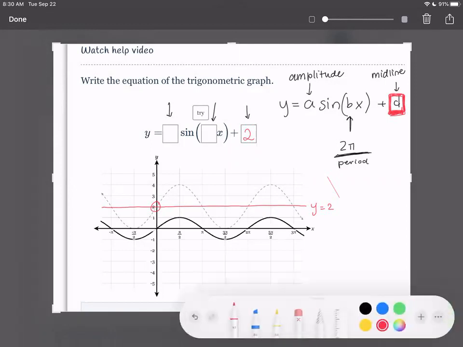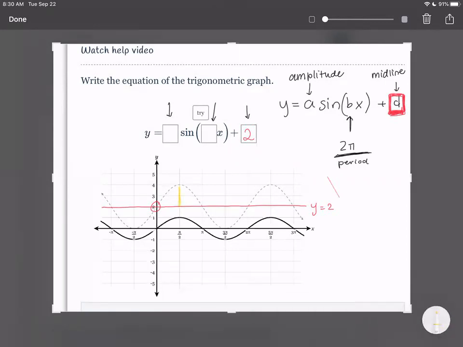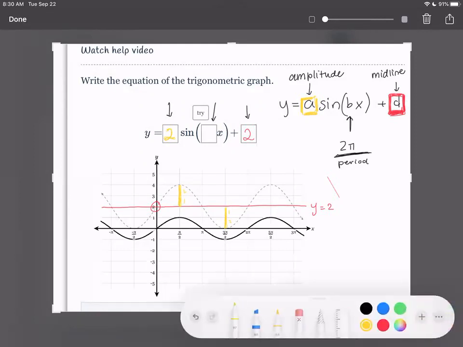Now let's do our amplitude. I think I did amplitude in yellow, so I'm going to stick with that. Amplitude is the distance from the midline to the top or the distance from the midline to the bottom. And amplitude goes in the front of our equation. So let's count the distance. It is 1, 2. The distance from the midline to the top and bottom is also 2. So in this case, we're going to put a 2 over here. Our amplitude is 2. Okay, any questions so far?